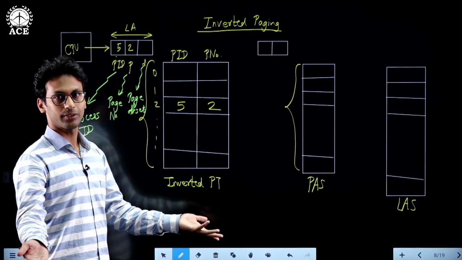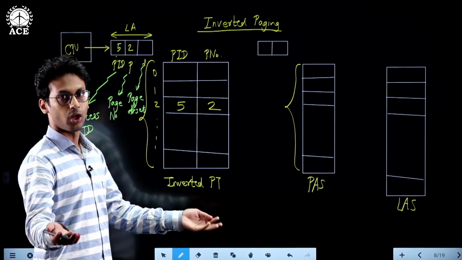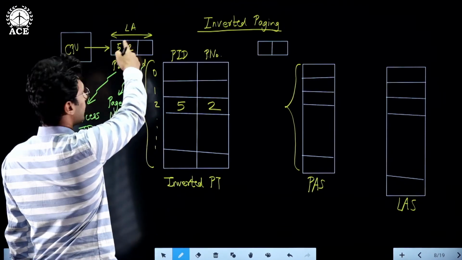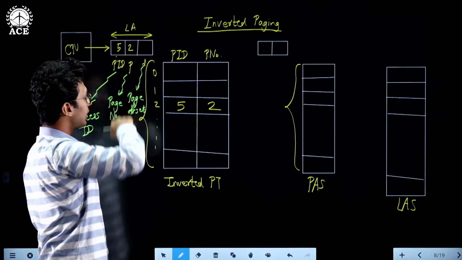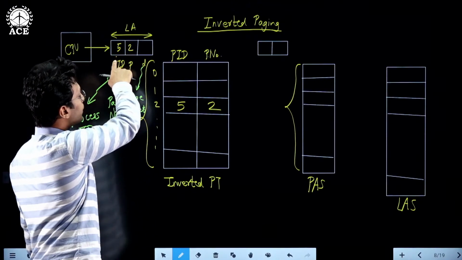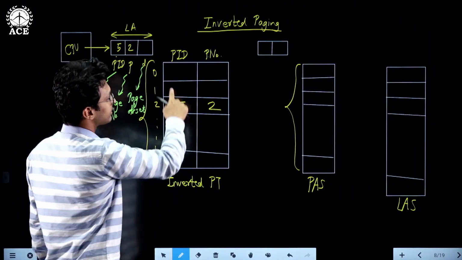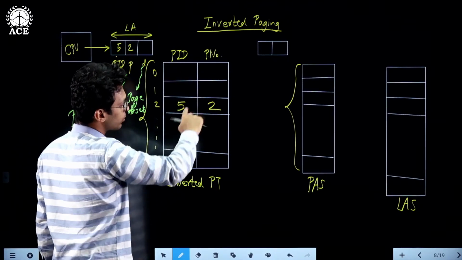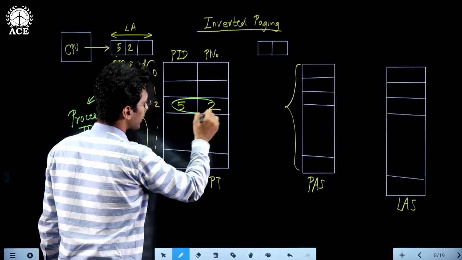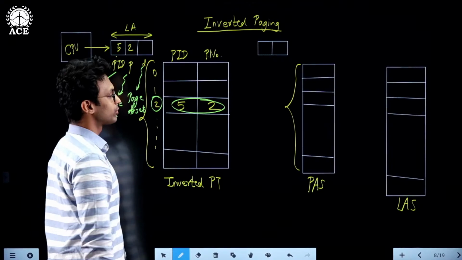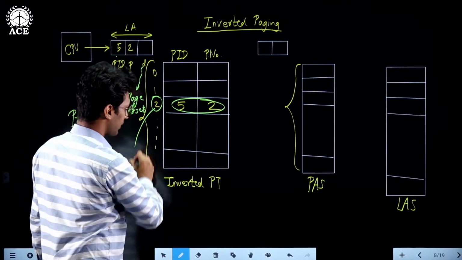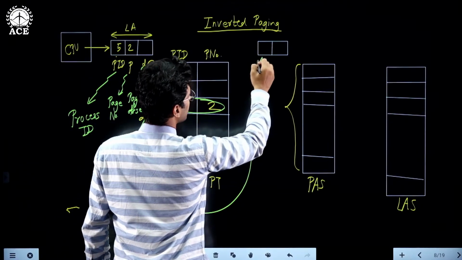Done. That is what your logical address will be. This will be in bits, isn't it? The CPU will generate the logical address. Now, 5, 2: process 5, page 2 we want to refer. We'll scan and see where process 5, page 2 is. Oh, we found it here. Process 5, page 2. Now what is that frame number? Okay, the frame number is 2. You got that frame number.